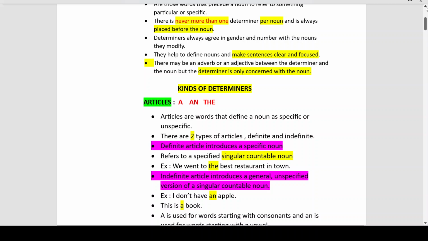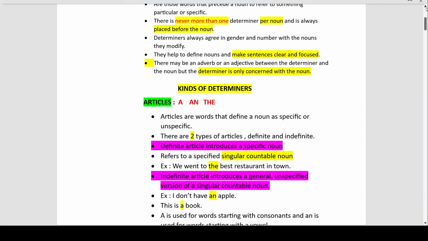The first kind of determiner, students, is articles. Now, what are articles? They are a, an, and the. Articles are words that define a noun as being specific or unspecific. Now, based on this, there are two types of articles, definite articles and indefinite articles. Now, definite articles will always introduce a specific noun. It will refer to a specified singular countable noun. The noun which is singular and can be counted is referred to by the definite article.